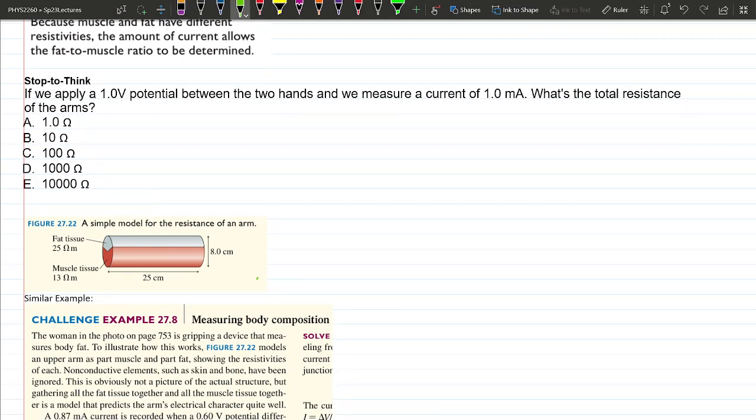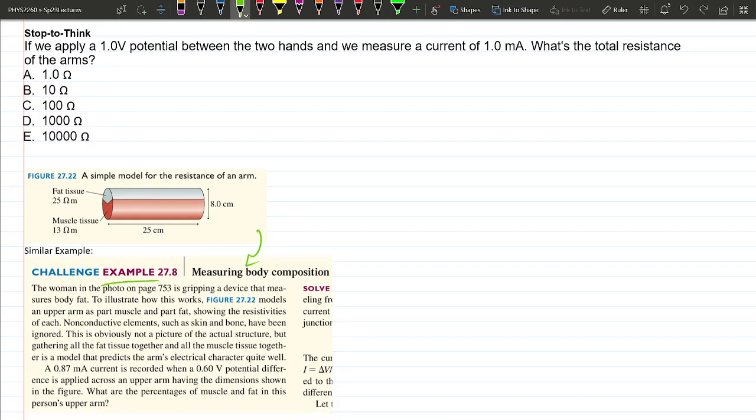Here's a little diagram and a challenge example that we're not going to have time to go through today. The idea is that different tissues in your body have different resistivity, so when you measure it, you get a different result. But before you jump into the worksheet, I want you to get through this idea real quick. Let's say I apply a 1 volt potential between my two hands, the same thing I just did in front of Anthony, and we measure a current of 1 milliamp. What's the total resistance of my arm?